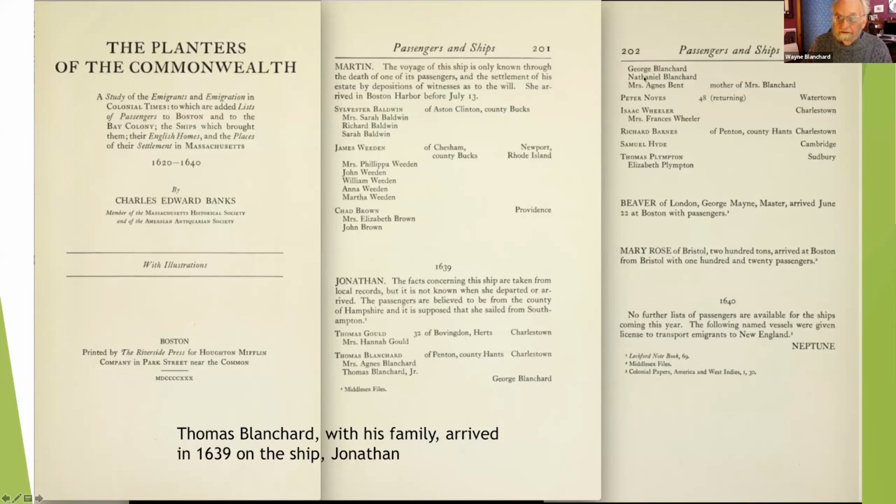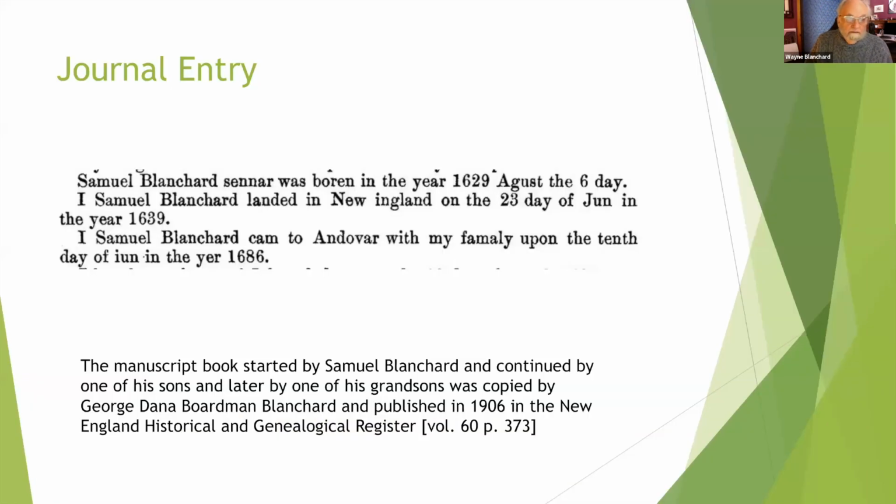One important omission here is that one of his sons that I descend from is not listed on this list. He was pretty young, only like 9 or 10 years old when they came to this country. But anyway, his son is Samuel, and Samuel, to his great credit, kept a very brief diary, where he jotted down names of his kids and so forth. In there, he included that he was born in 1629, August the 6th, and that he came to New England and landed on the 23rd day of June in 1639.